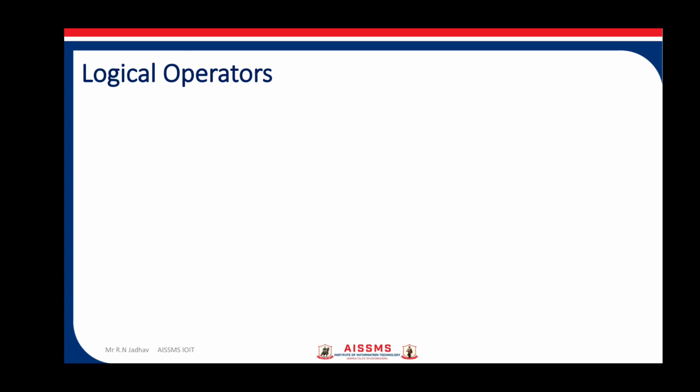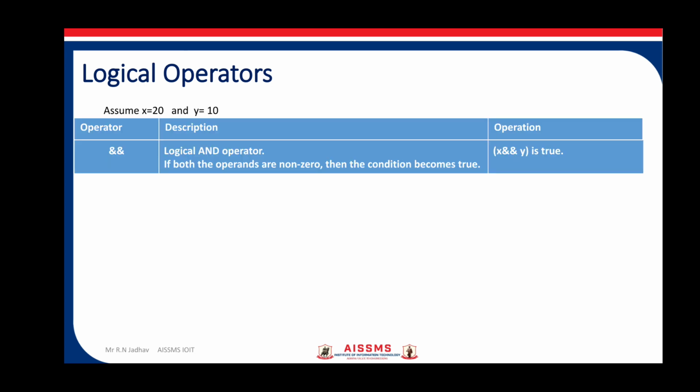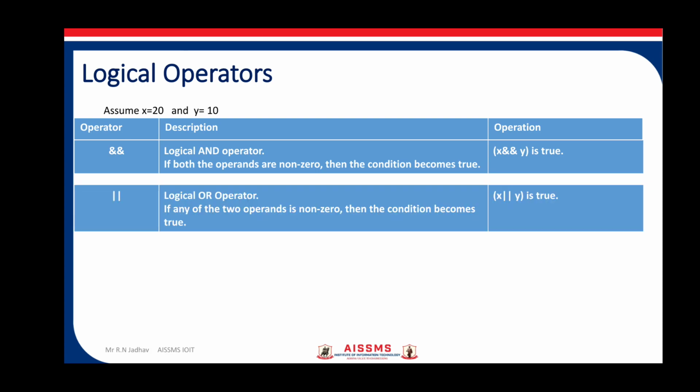Then we have the next, logical operators. These operators are used to find out logical conditions. For example, double ampersand. If both the operands are non-zero, then the condition becomes true. We can see the example x double ampersand y. So if we have non-zero values on both the left and right side of the double ampersand, the condition becomes true.